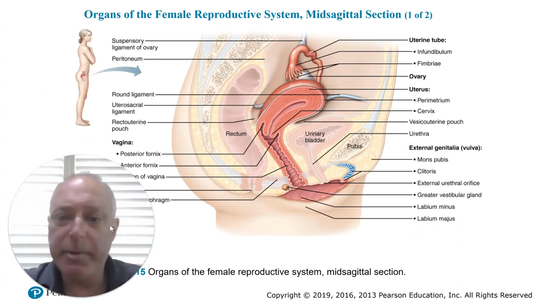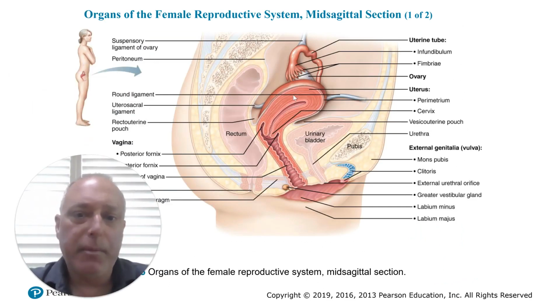Okay, let's move to the female. So we see this mid-sagittal section of the female. We can see the uterus. The uterus has a fundus. It's got the cervix and two folds, which are called the posterior and anterior fornix. The uterus is very thick. The myometrium constitutes the thick portion. The endometrium is the layer on the inside, which we'll talk about during menstruation.